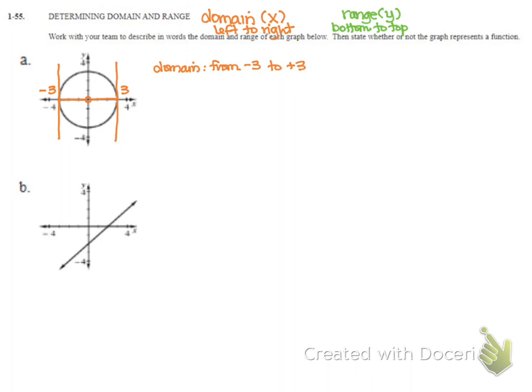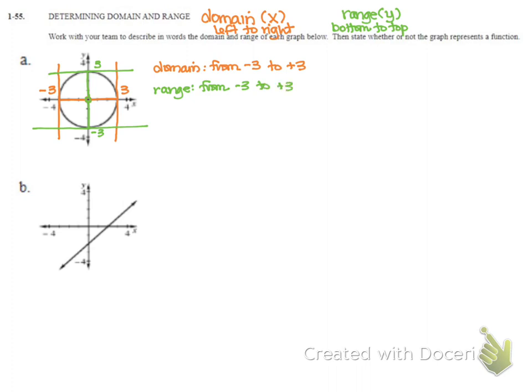All right, let's do range. I'm going to start at the origin again, and I'm going to look down until I run out of graph. So it looks like it stops right there. Not quite at -4 yet either. And then I'm going to look up from the origin until I run out of graph again. And it looks like that's at +3. Okay, so my range is from -3 to +3.